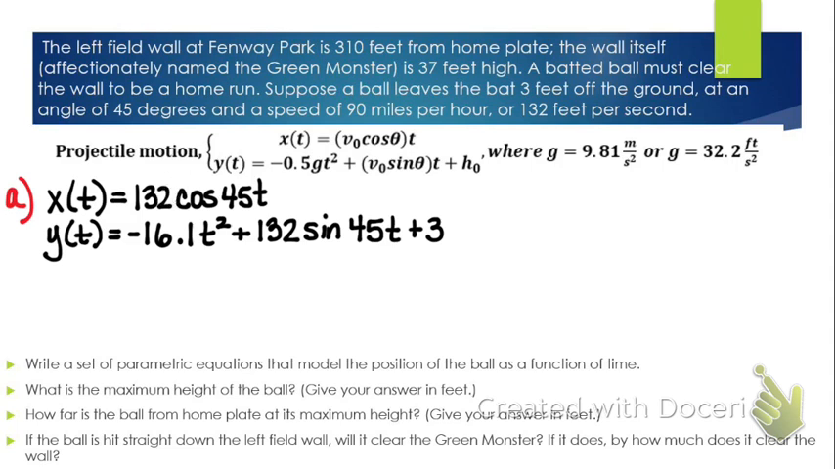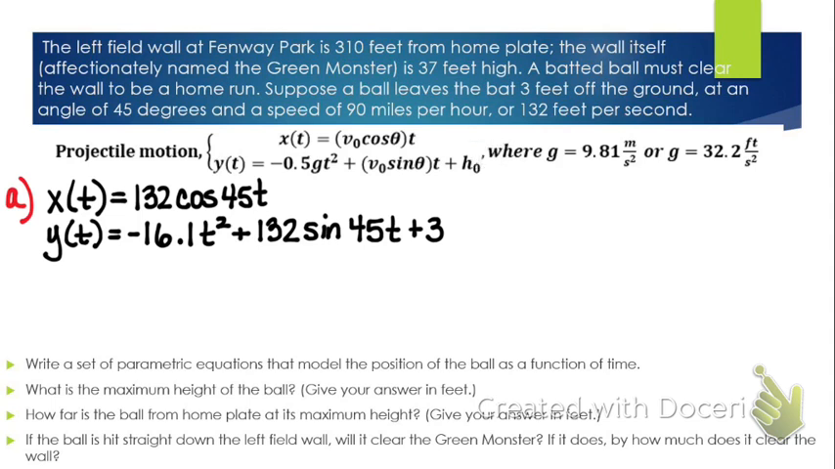So x equals 132 times the cosine of 45t. Your y parameter, because I'm using 32.2 for g, I'm multiplying that by negative 0.5, which makes that negative 16.1 t squared plus 132 sine 45t plus 3, because it says suppose a ball leaves the bat 3 feet off the ground. So that's my initial height. That's my h sub 0.